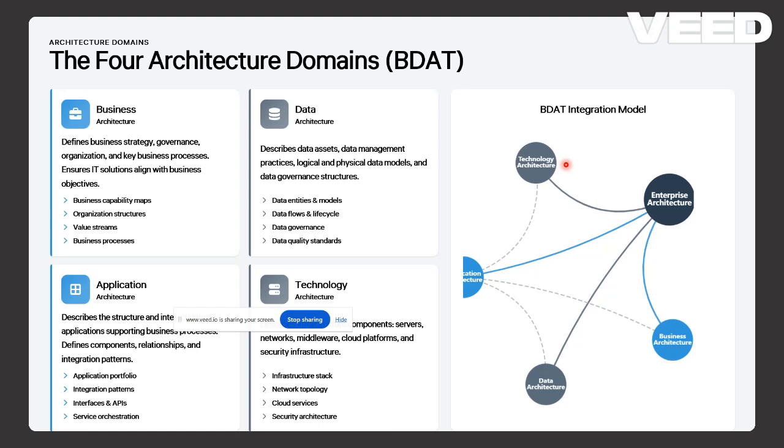Business architecture defines the business strategies, how your organization works. It covers business capability mapping, organization structure, and the value stream. Now coming to data architecture, it talks about data assets, data management, data models, and the data governance structure. Here, the data entity model and data flow.